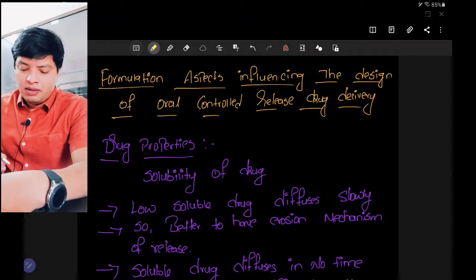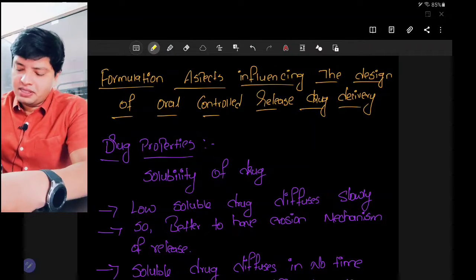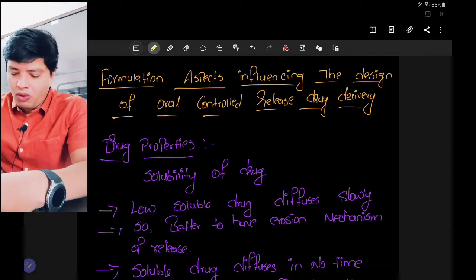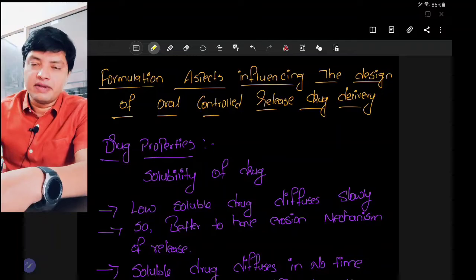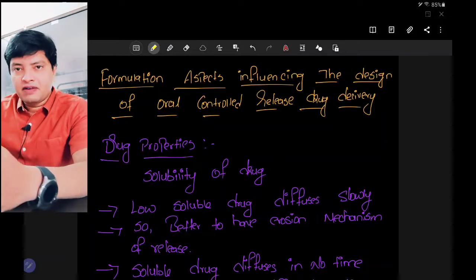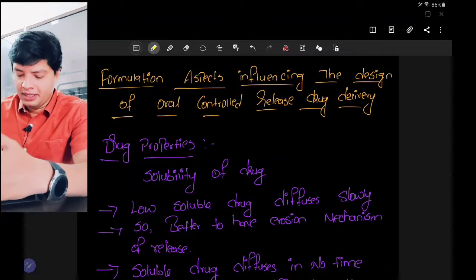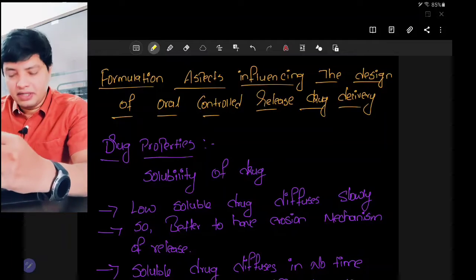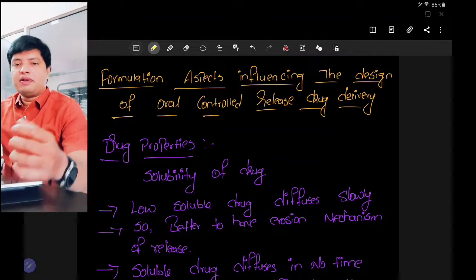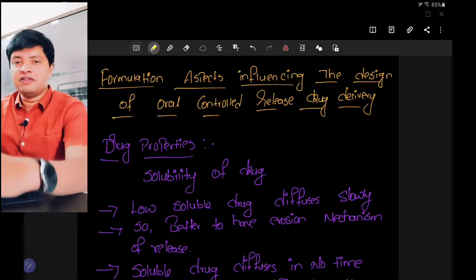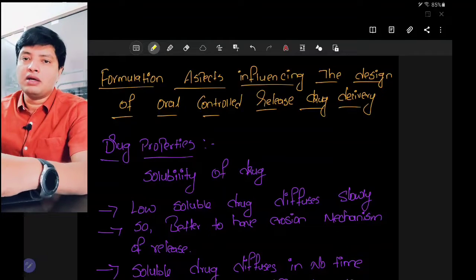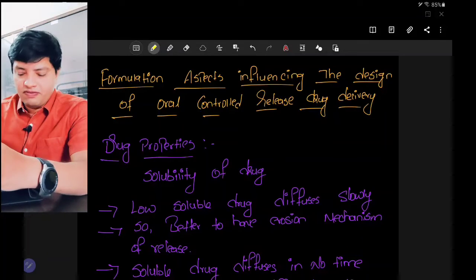Hi, today we are going to learn about formulation aspects influencing the design of oral controlled release drug delivery. This is part of a series of lectures which I have started regarding novel drug delivery systems. Previously we saw what the factors influencing the design of controlled and extended release dosage forms are.